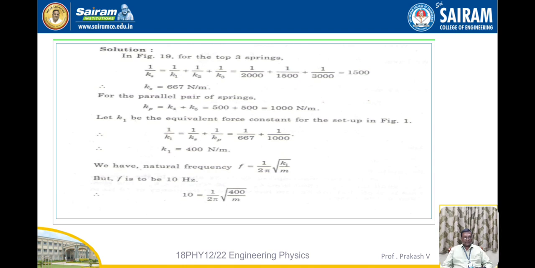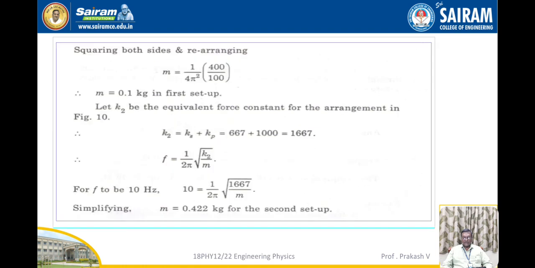Now let us consider K2 to be the equivalent force constant for the arrangement in the second figure. So K2 is equal to Ks plus Kp here, that is equal to 667 plus 1000, that is equal to 1667. And finally the value of f is equal to 1 by 2 pi into square root of K2 by m, and hence after simplification the value of m will be equal to 0.422 kg. So that is for the second setup.